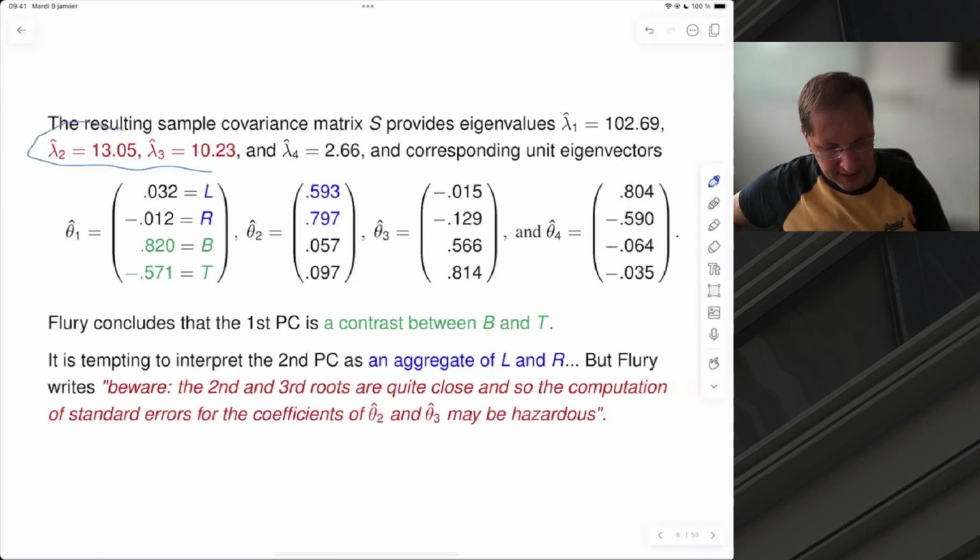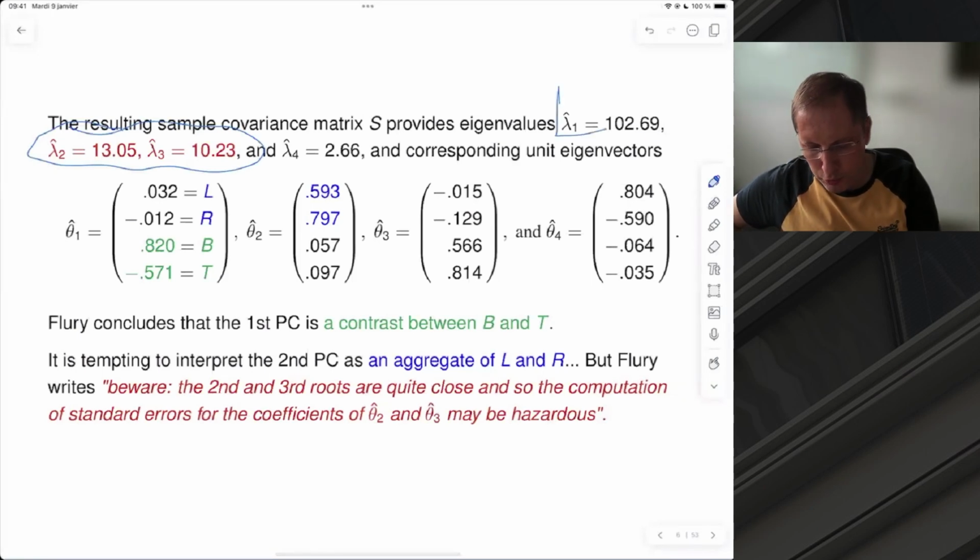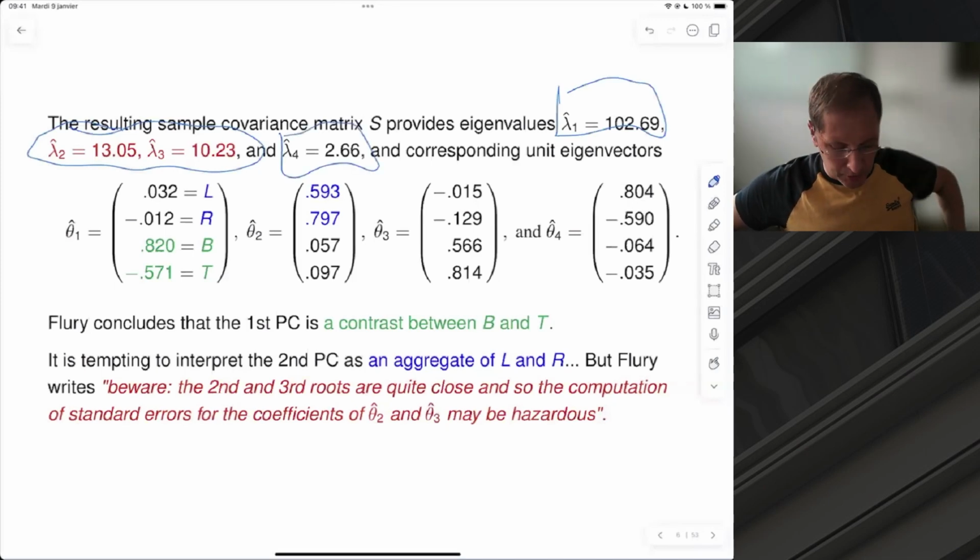These 13 and 10 above, which indeed, relative to the full scale of the spectrum, may be considered quite close, as opposed to these very large eigenvalues and this very small, smallest eigenvalue. And he writes something like, because of that, the computation of standard errors for the coefficients of the corresponding eigendirections may be hazardous. So this may seem a bit mysterious. And what this hides is the following.